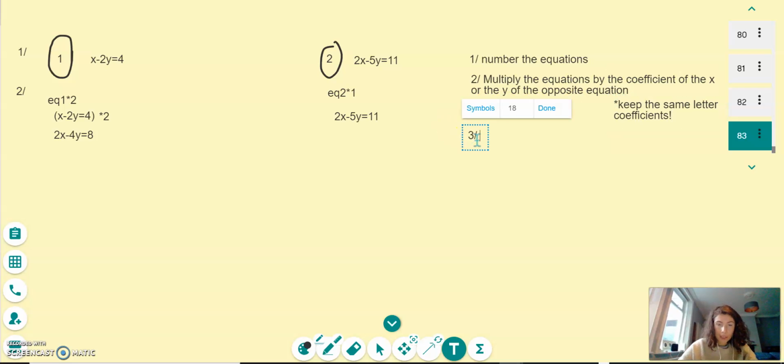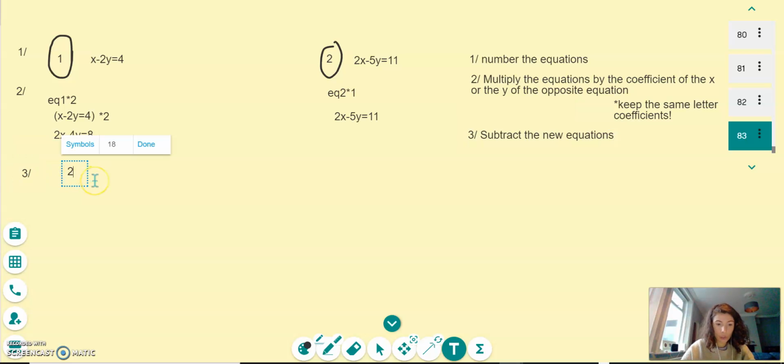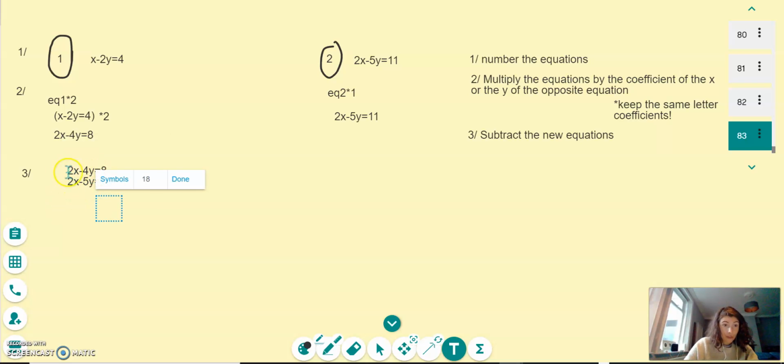So step 3 is why step 1 starts to make sense. So we subtract the new equations. Here, we're going to have 2x minus 4y equals 8, take away 2x minus 5y equals 11. So we're going to see first of all that 2x take away 2x is going to be 0, and that's going to be the same thing each time if you've got the same coefficients. That's why you multiply them by each other.